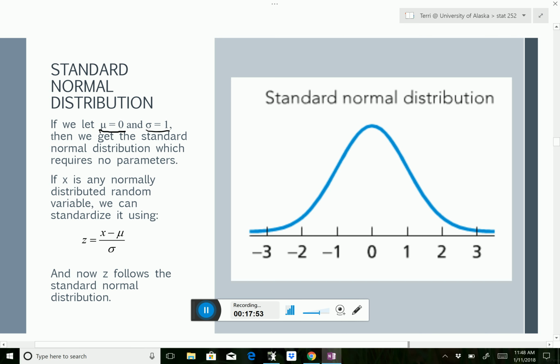Now, x can be any normally distributed random variable, and we can turn it into the standard normal, and that's called standardizing it, using this formula. Z equals x minus mu, and then remember, this isn't kind of an understood parenthesis. When you're doing this on your calculator, you need to go x minus mu, enter, and then divide by the sigma. And this now follows the standard normal distribution.